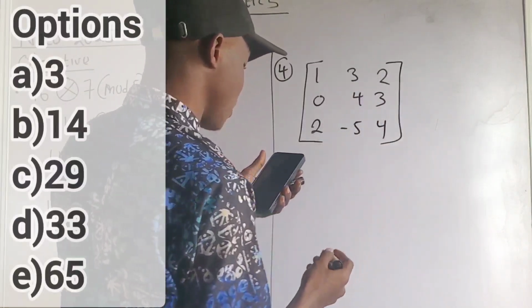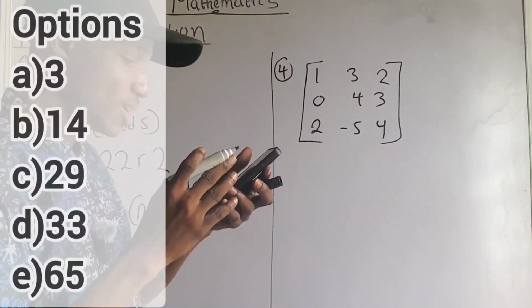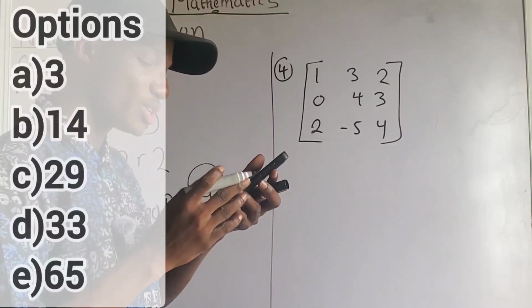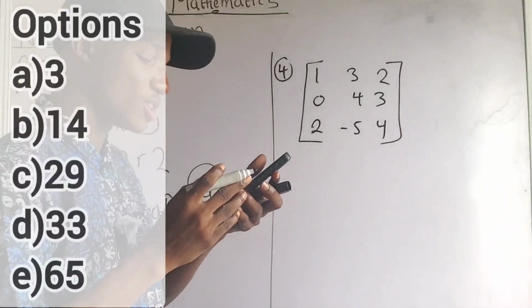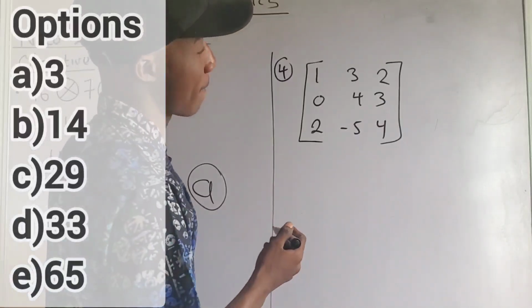We are asked to find the determinant of this matrix. Option A, 3. Option B, 14. Option C, 29. Option D, 33. Option E, 65. Okay, let's solve this and we're going to know the correct option.